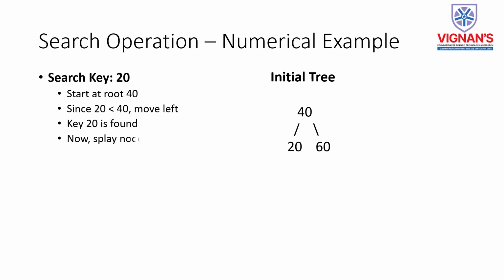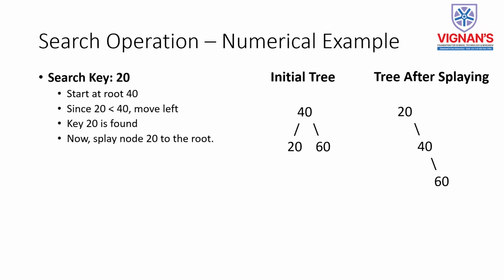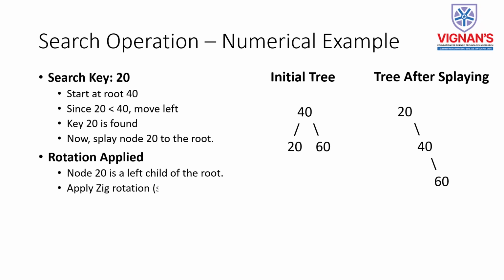Now, splay node 20 to the root. After finding the key, the splay operation is applied to move node 20 to the root. Rotation applied. Node 20 is a left child of the root. Node 20 is directly connected as the left child of node 40. Apply zig rotation, which is a single right rotation. Since the node is a left child of the root, a zig rotation is performed using a single right rotation to bring node 20 to the root.